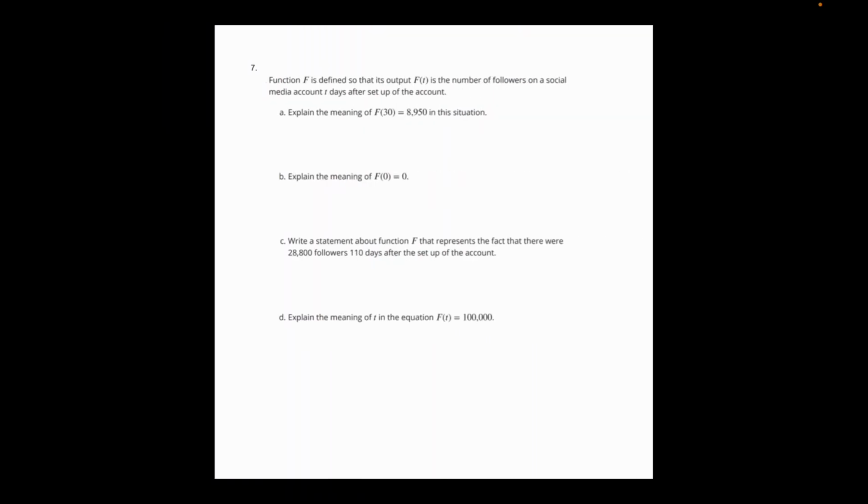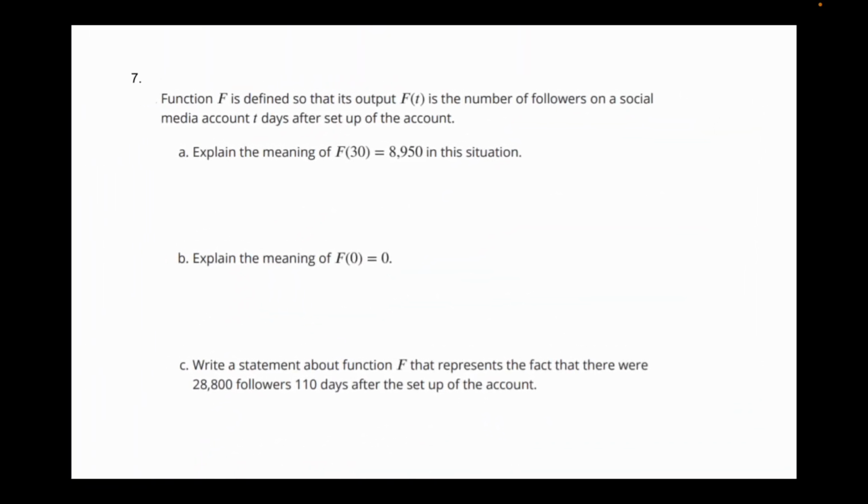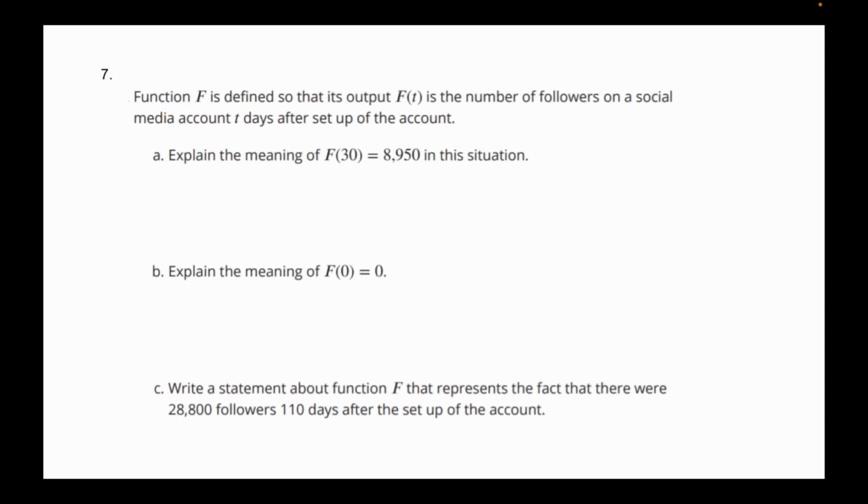Oh, no, we have one more question here. Sorry, thought that was the last one, but it's not. We have one last question. Function f is defined so that its output, which is f of t, is the number of followers on a social media account t number of days after the account is set up. So we want to explain what f of 30 equals 8,950 is in this situation.